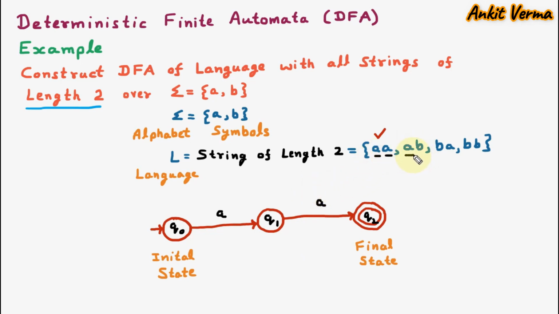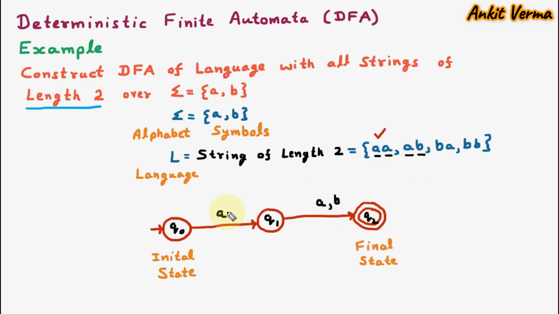If A is coming from Q0, we come to Q1. And if B is coming, then in that case, we should accept this string. That means after A, if B is coming, we should be on the final state. So for the first A, we are on Q1. Then for B, we should be on the final state. That means if I put comma B here, then this will solve our purpose.